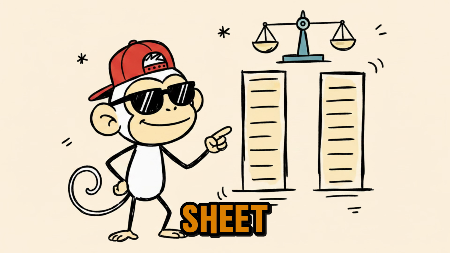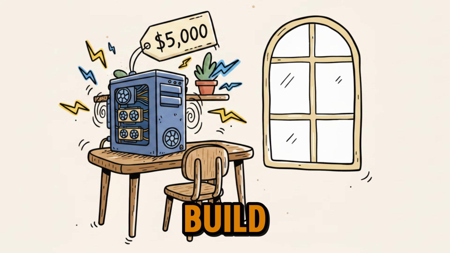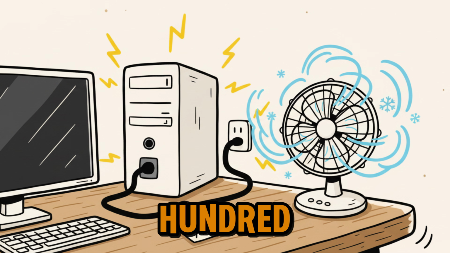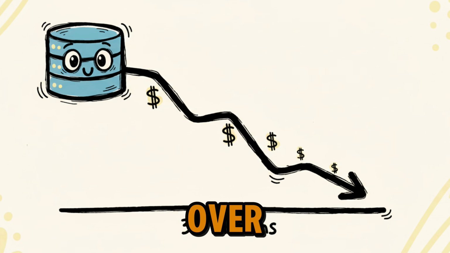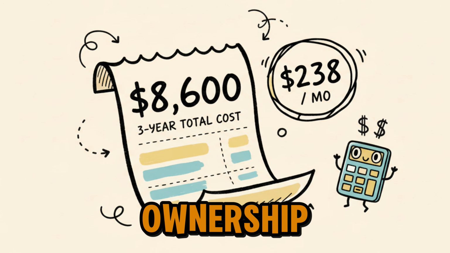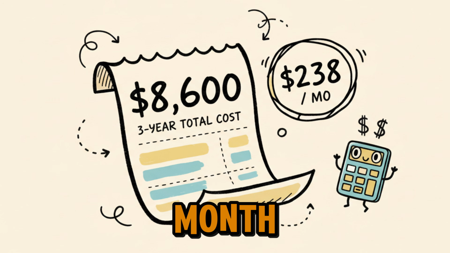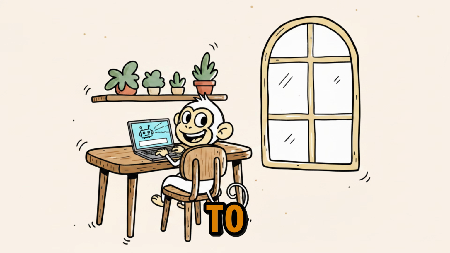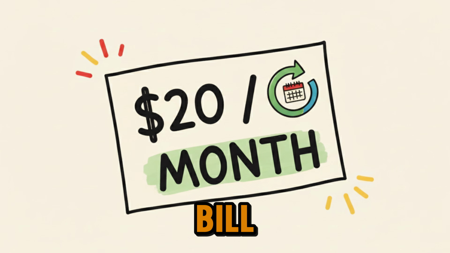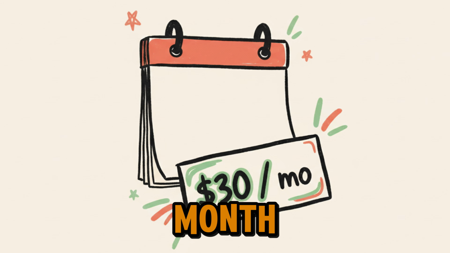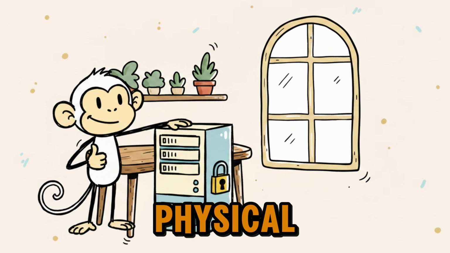So what is the final balance sheet? Let's calculate the real numbers across a typical 3-year hardware lifecycle. If you build a $5,000 local AI rig, pay $100 a month in power and cooling, and account for 60% total hardware depreciation over 36 months, your true cost of ownership is roughly $8,600 over 3 years, or $238 a month. If you are an individual using an AI assistant to write emails, draft essays, or answer general trivia, your cloud API or subscription bill would cost around $20 to $30 a month. By running locally, you are paying a 700% premium for the privilege of owning physical hardware.